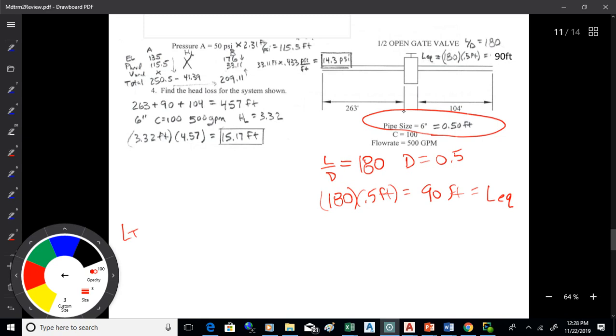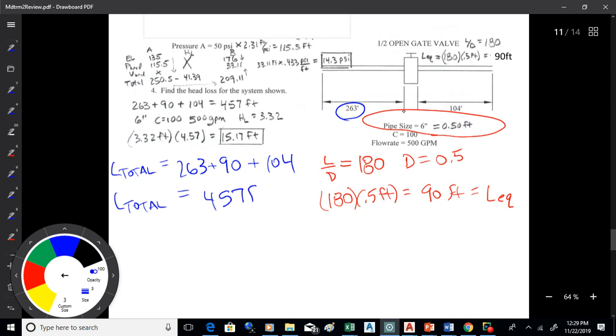So once you know what's going on with the gate valve, you can find what's going on with the whole system, because we got the gate valve, but we also have those pipes. So to find L total, we can take 263, that first run of pipe, add the 90 for the gate valve, and add 104 for the second run of pipe. We can add all those up and get the total length. And that comes out to be 457 feet.